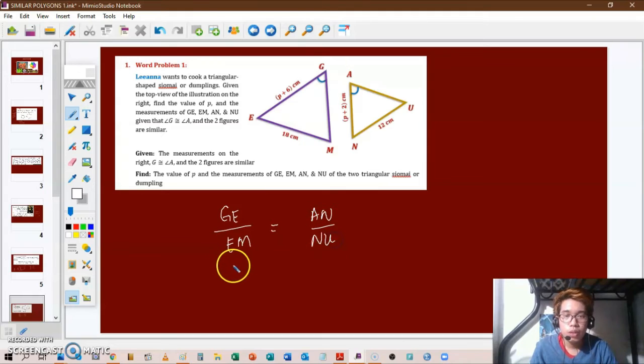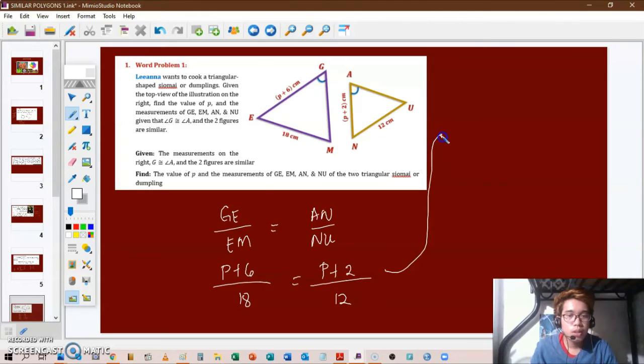Since GE is equal to P plus 6, we can write that P plus 6, all over EM, which is 18, is equal to AN, which is P plus 2, all over NU, which is 12. And from here, we can do cross multiplication. So this becomes 12 times P plus 6 is equal to 18 times P plus 2.